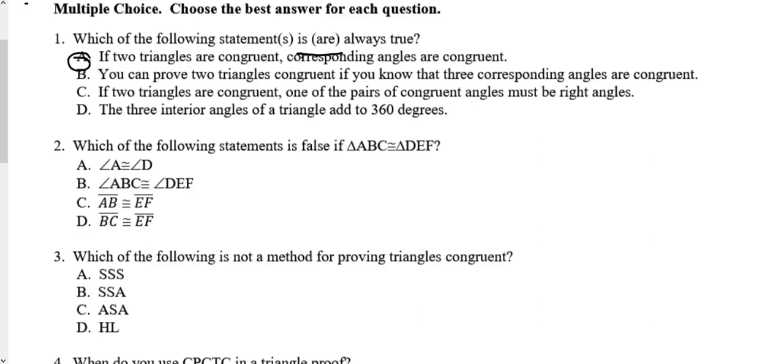You can prove two triangles congruent if you know that three corresponding angles are congruent. Okay, after the last chapter we just studied, this gets back to AA similarity, but not congruency. You cannot prove congruency that way. If two triangles are congruent, one of the pairs of congruent angles must be right angles. No, you can have congruent triangles that are not right triangles. The three interior angles of a triangle add up to 360 degrees. No, they do not. They add up to 180. So in this one, it's just A.